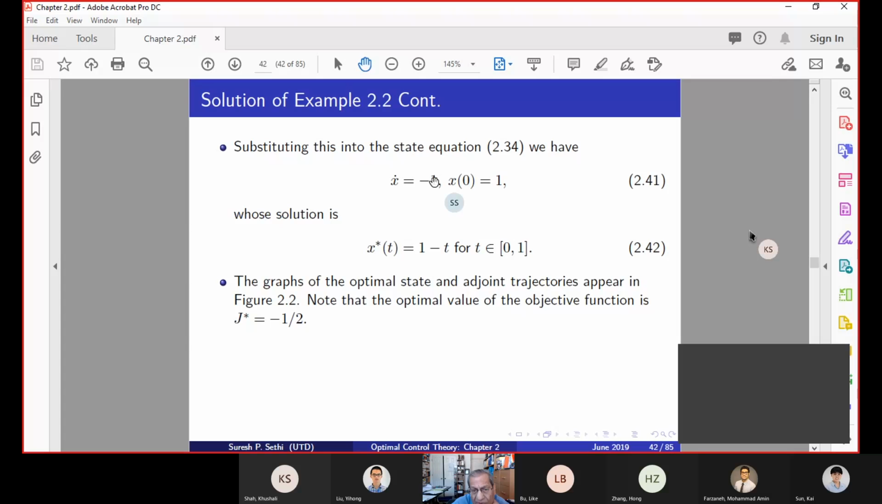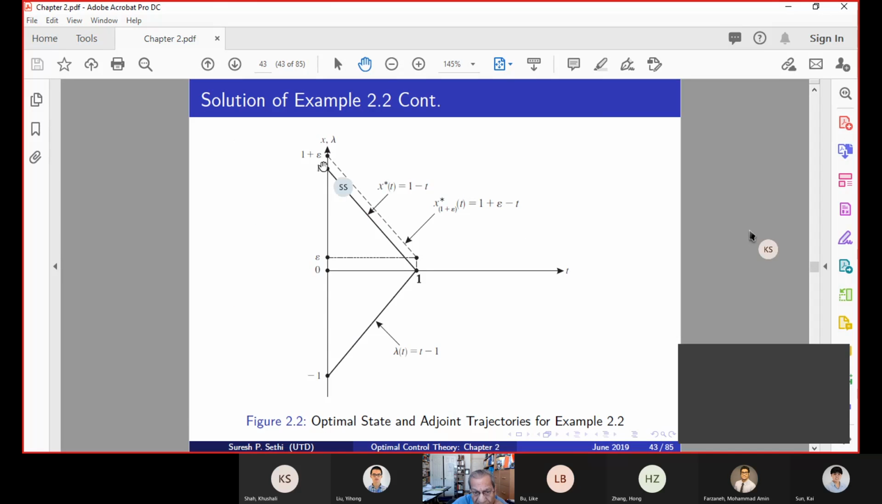So I can substitute, because my beginning value is 1. So I substitute the control. And when I substitute the control, I get x dot t is 1 minus t for t between 0 and 1. And the negative area of the integral is minus half. So here we get the integral. See, this is the trajectory from 1 to 0. And this is the lambda t, that goes from minus 1 to 0.